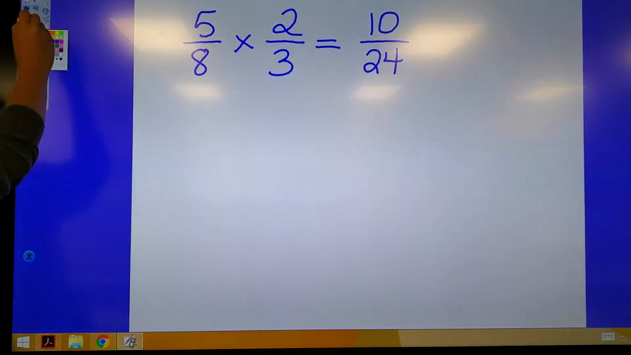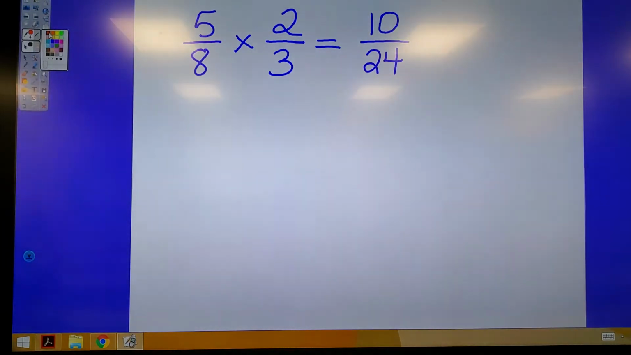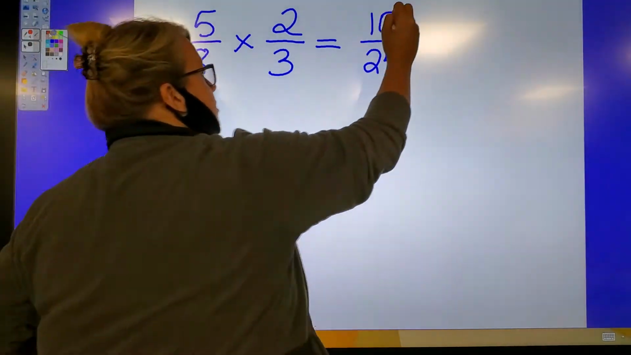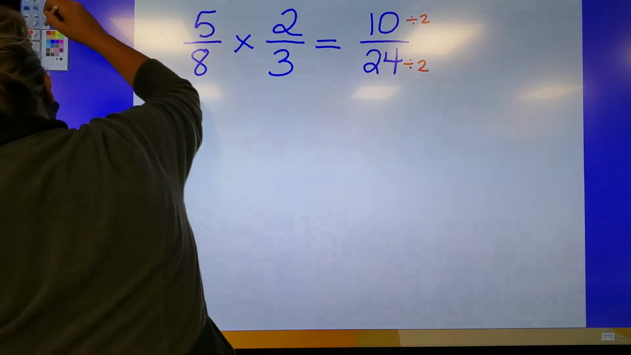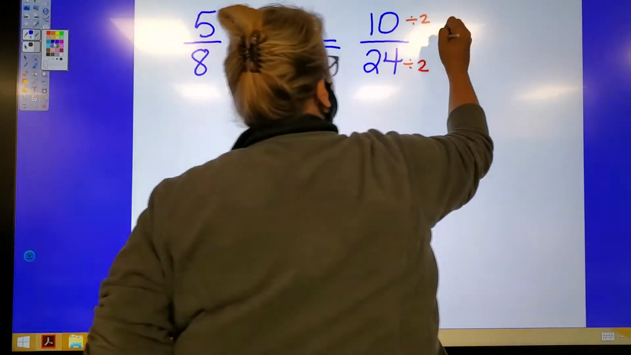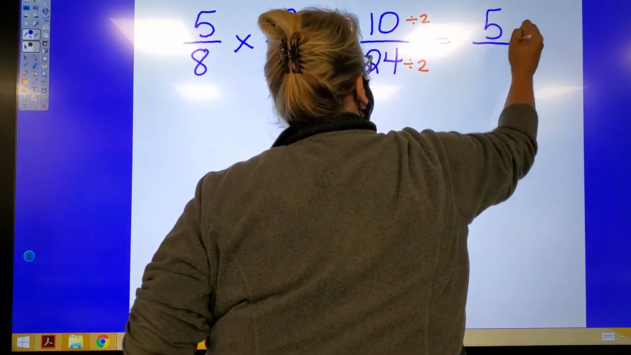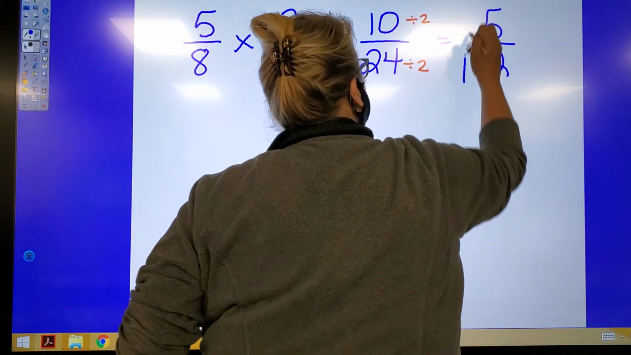All right, 10/24. Now, one thing I noticed about 10 and 24, they're both even. What can I divide even numbers by? 2. So I'm going to do 10 divided by 2 and 24 divided by 2, which would give me 5/12. There we go.